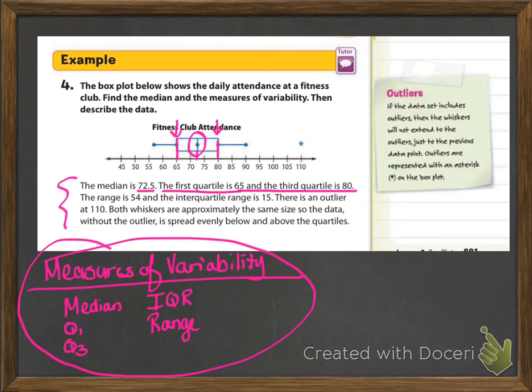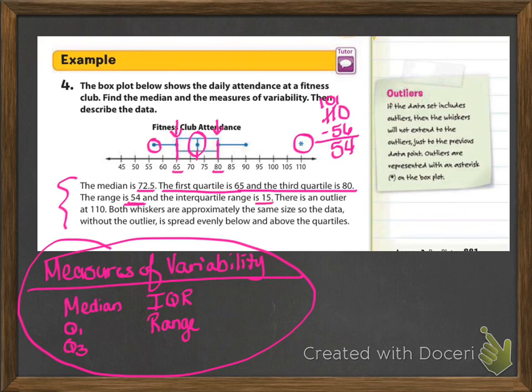The range is 54. Now, let me remind you where they got the range from. The range is your largest number minus your smallest number. The largest number on this one happens to be 110. You'll notice right over here that little asterisk star? That's our outlier. It's still our largest number. Our smallest number, I would say, is about 56. When you subtract these two numbers, this is where we get the 54 that the book says. Now the IQR is your interquartile range. You're going to take your 80 minus your 65, and that's how they got the 15.